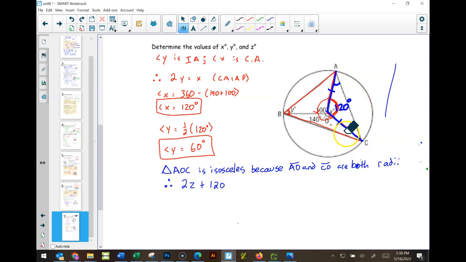Sorry, that was the x angle that we needed to figure out first. 2z plus 120 equals 180, because all triangles have 180 degrees internal angles. So then we just do the math really quickly, right? 2z, subtract 120 from both sides, and we get 2z equals 60, and then we divide by the coefficient, and you end up with z equals 30 degrees.